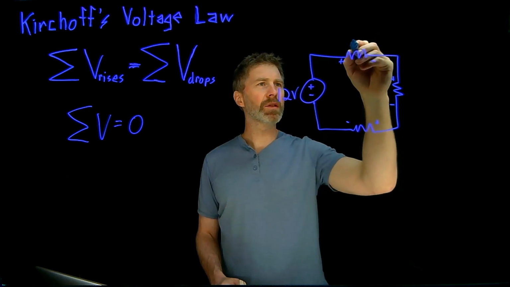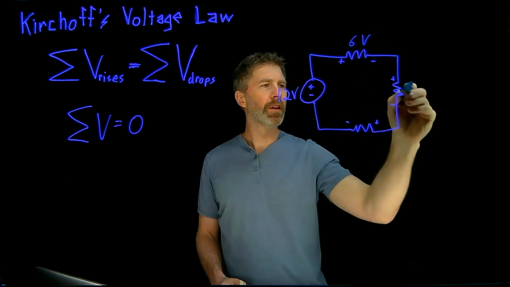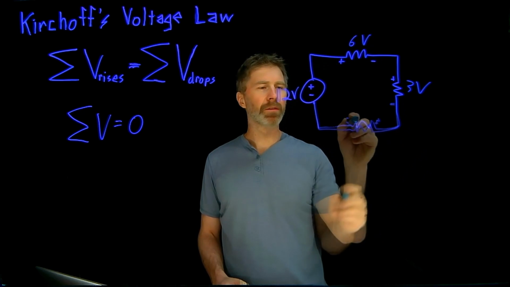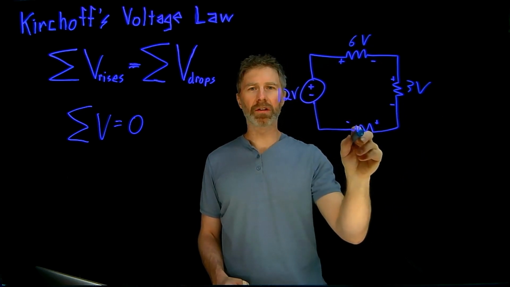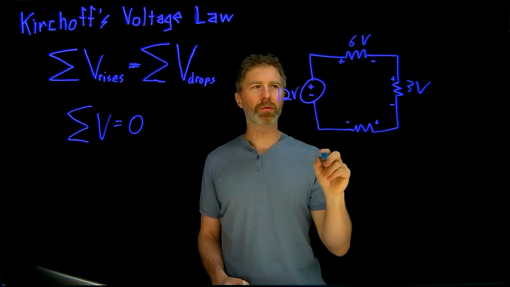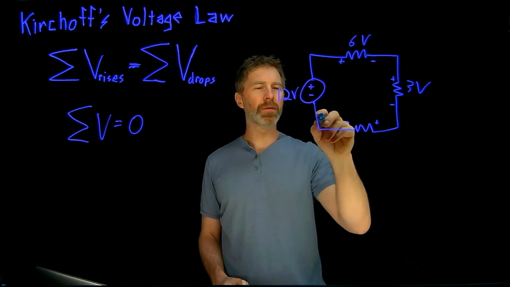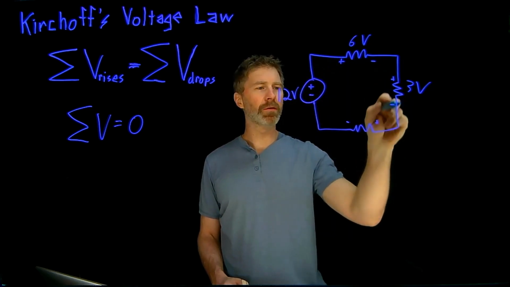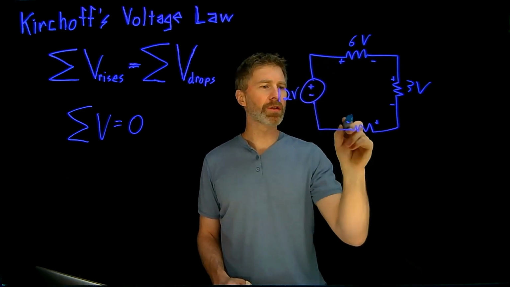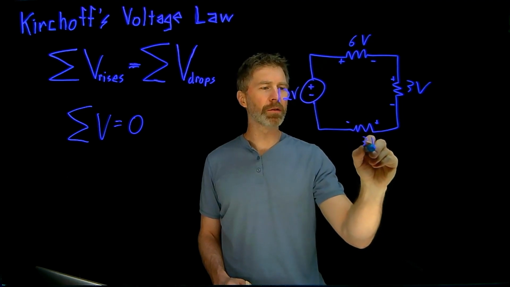So let's say this is 6 volts. And this is 3 volts. The voltage across this resistor has to make Kirchhoff's voltage law true. So since the voltage rise is 12 volts, my voltage drops must also be 12 volts. So that means that this one must also be 3 volts.